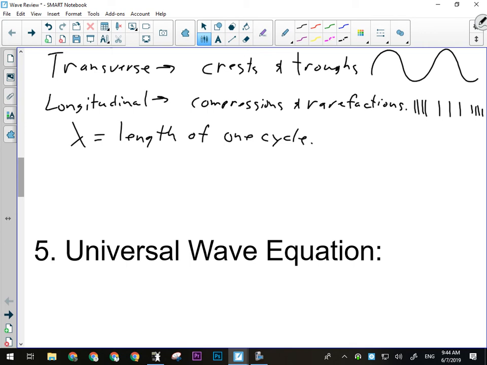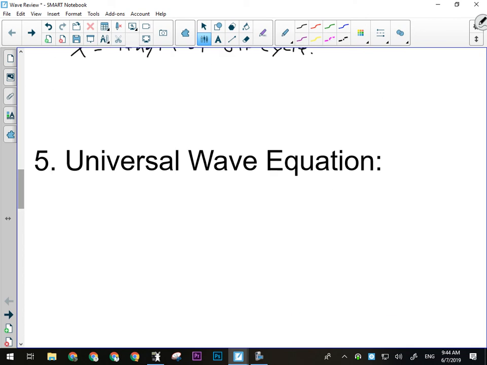Fifth thing, universal wave equation. So v equals f times lambda. It is highly unlikely there would be a multi-mark problem in the written response about the universal wave equation. However, it is part of interference. It's part of air columns.